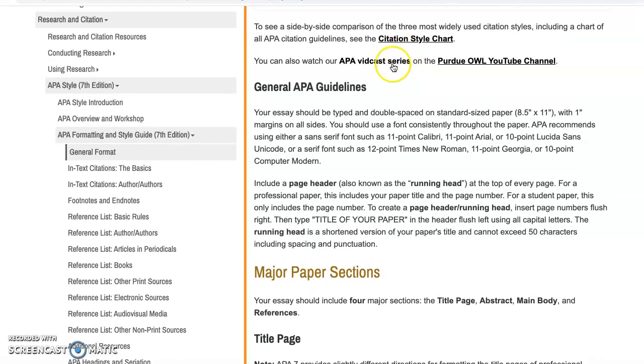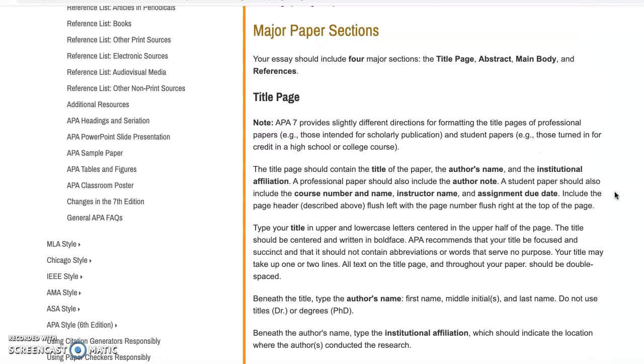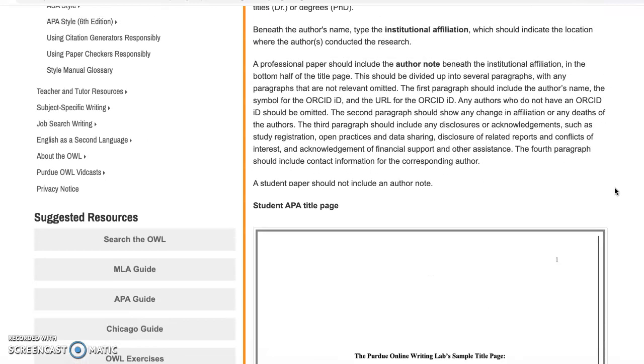It will also talk about some of these other things up here, vidcast or the Purdue OWL YouTube channel. So if you prefer to watch those kind of things, it's there as well. All right, so that's kind of the general format. You have major paper sections. You have the title page. And again, you can notice there's all of these bolded words throughout these paragraphs. That means it's important. So read through this, follow the directions. I know that you're capable of that. So please just take upon yourself to go back and really follow these rules and these directions.